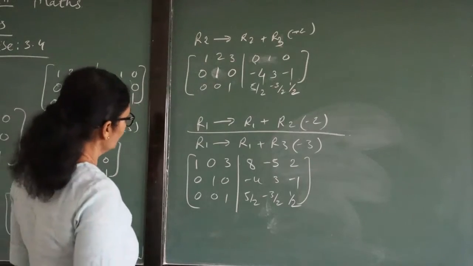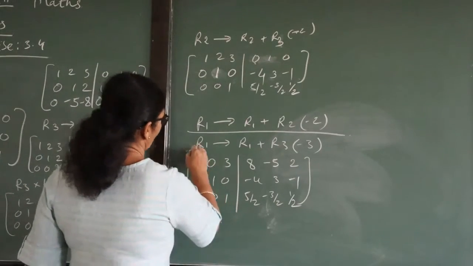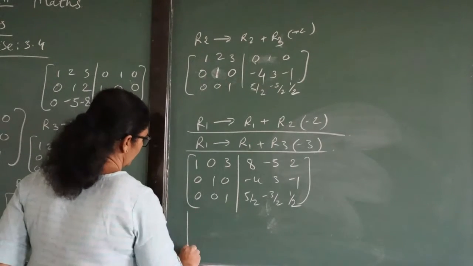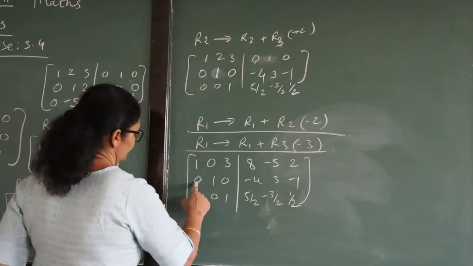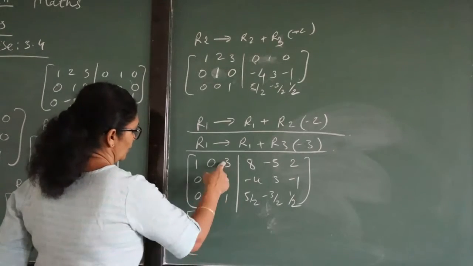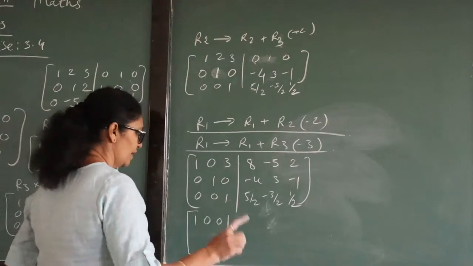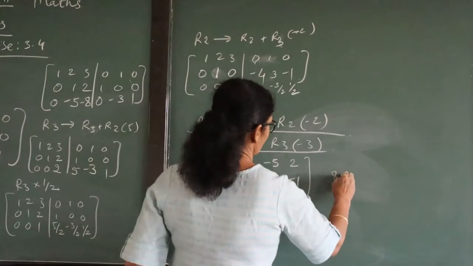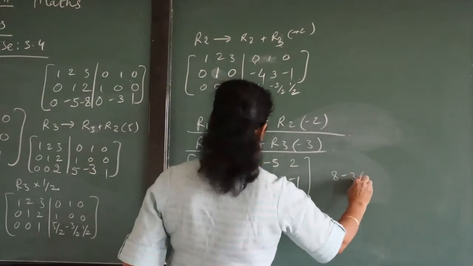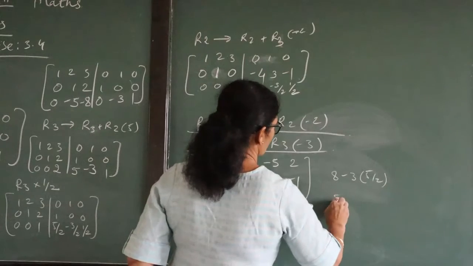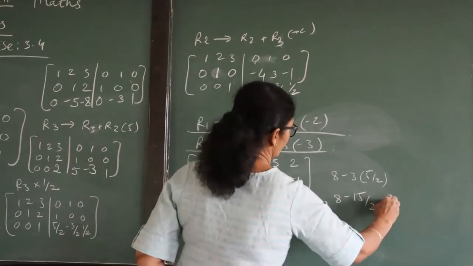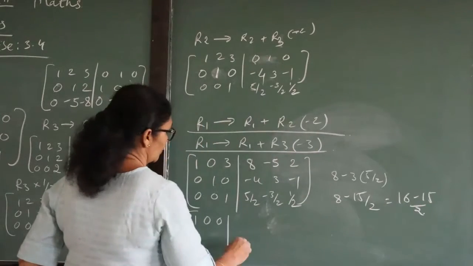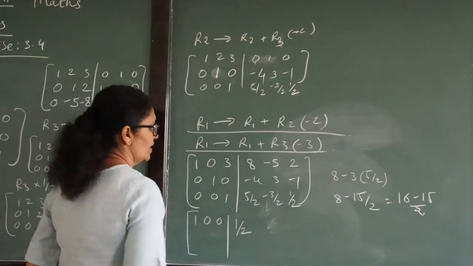Now what to do? We don't want this 3. So now we can operate this one. What can you write here? 1. This as it is, 0. Now this became again 0. But remember, when you multiply this with minus 3, 8 minus 3 into 5 by 2. So 8 minus 15 by 2. So 16 minus 15 by 2. What do you get? 1 by 2.